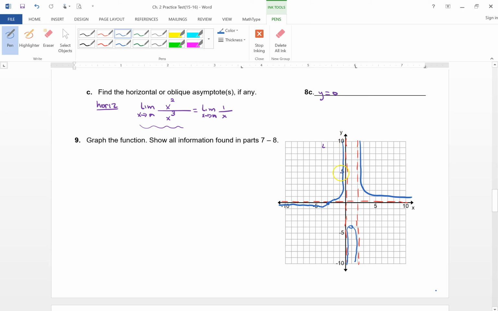You can absolutely plug in points. But you see how quickly I did this without plugging in any points? The whole point of an asymptote is that it couldn't do that.